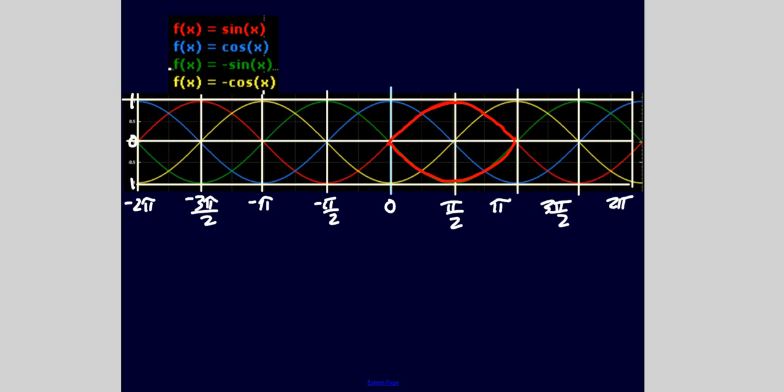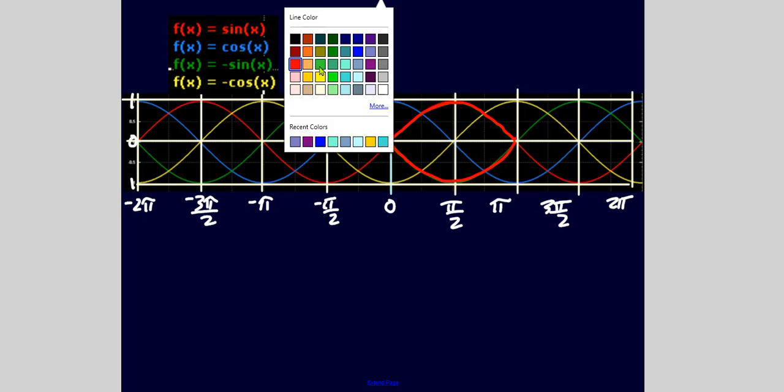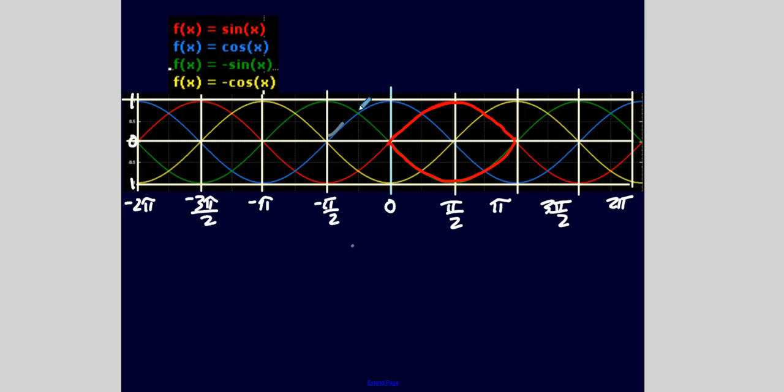And likewise, cosine x, which is here, negative cosine x is a reflection of cosine x over the x-axis.